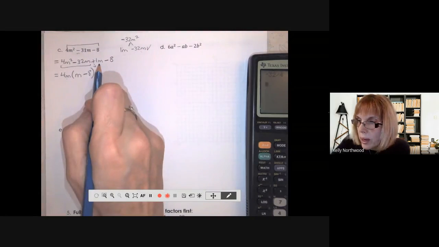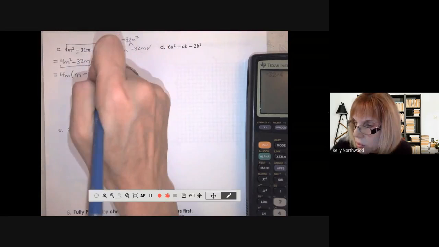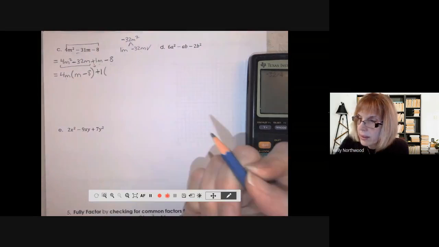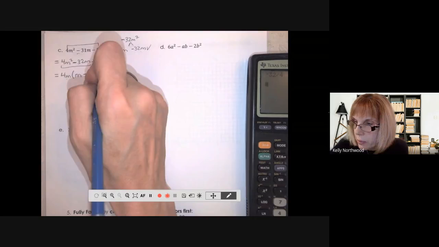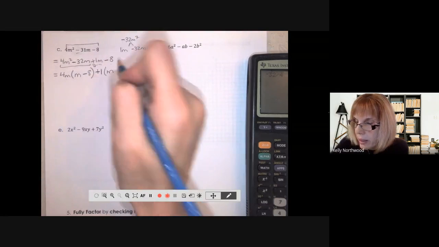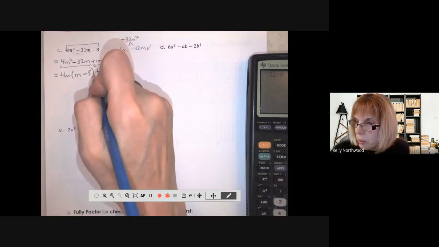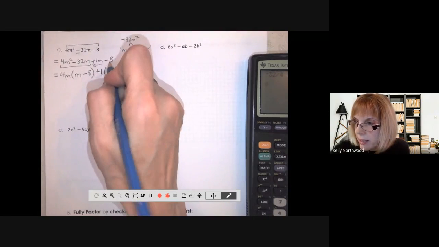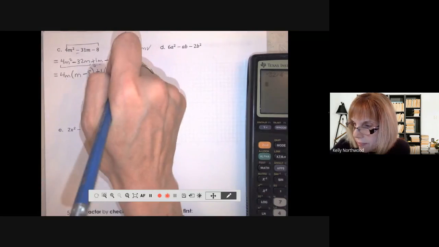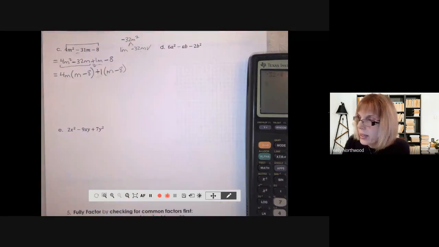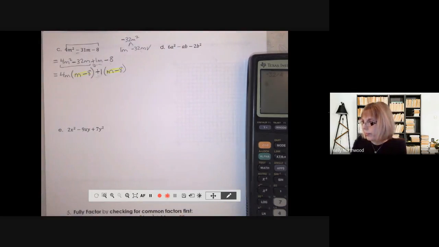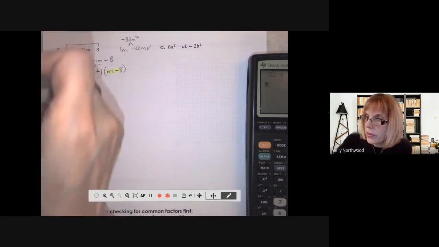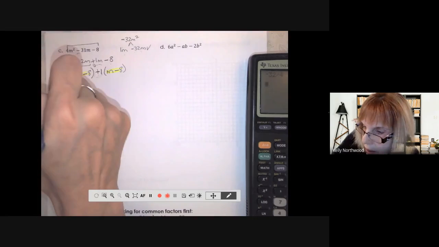What's in common with 1m and 8 is just 1. What do you multiply positive 1 by to get positive 1m? M. What do you multiply positive 1 by to get negative 8? Negative 8. Positive 1 times negative 8 is negative 8. You get the common binomial, and the leftovers form the other bracket.